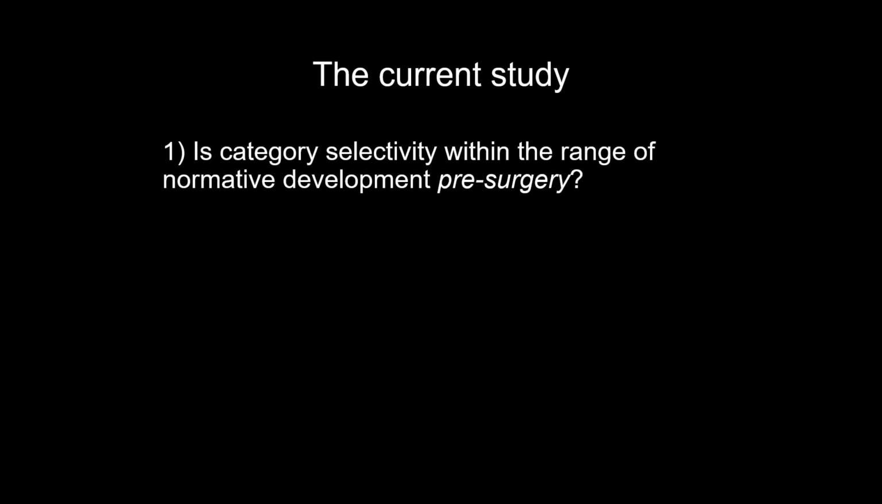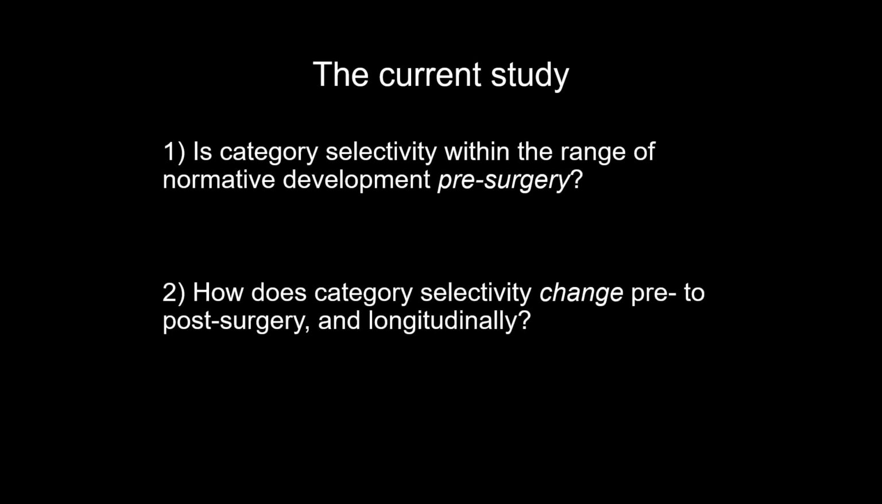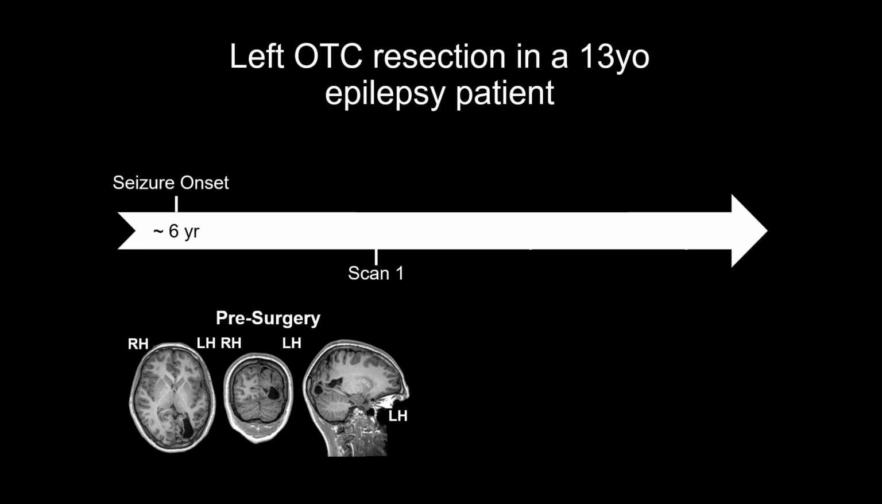So how much are the deviations in category selectivity pre-surgery, but also, is it possible for us to track changes in category selectivity pre to post-surgery and longitudinally? To answer this question, I was fortunate enough to work with a young girl who started having seizures at the age of 6 years because of perinatal strokes leading to encephalomalacia in her left occipital lobe.